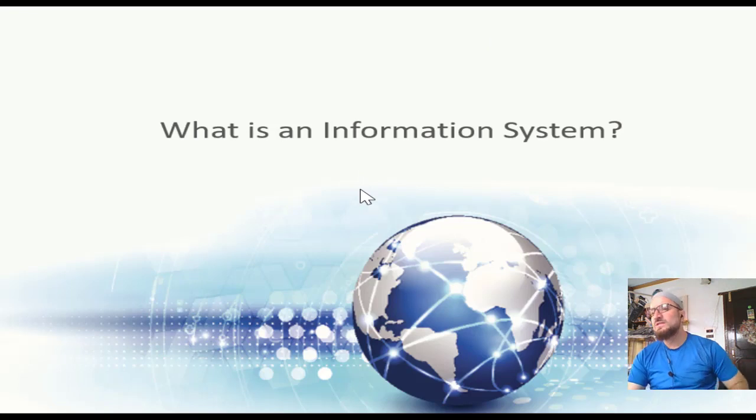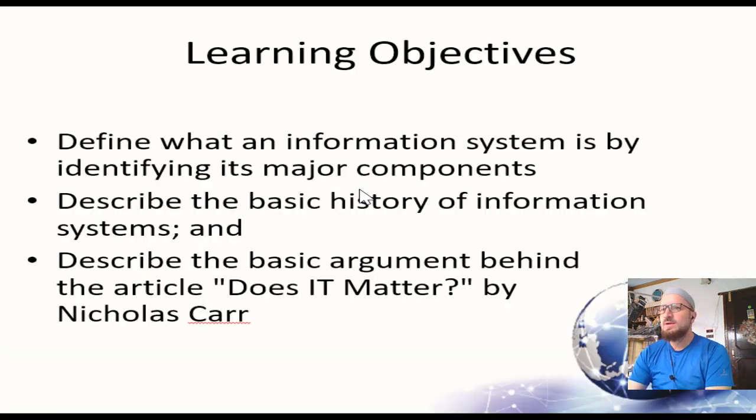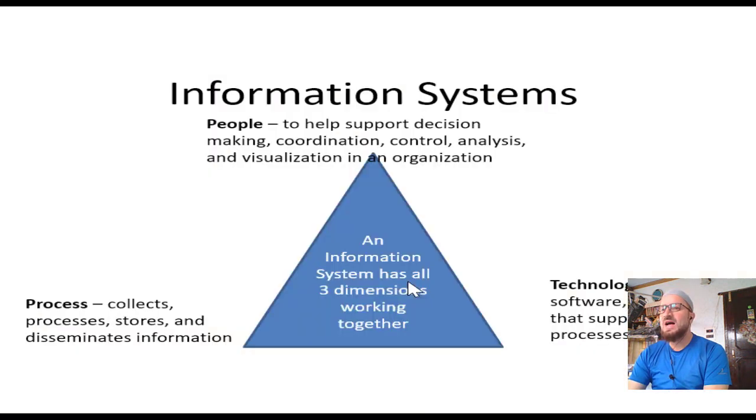So let's talk in detail now about what an information system is. This is where computer science comes into play. We should be able to define what an information system is, what its components are, what its history is. And there was one argument which was asking, does IT matter? It was made by Nicholas Carr. Let us have an idea of that. What does it mean, does IT matter?